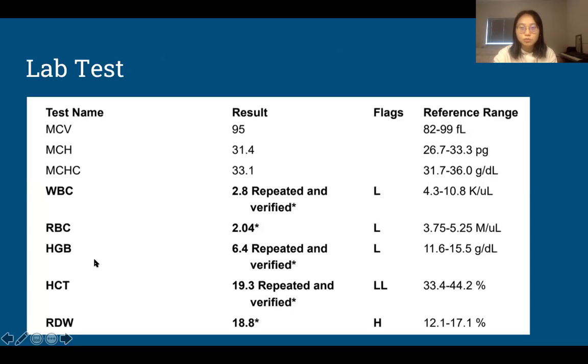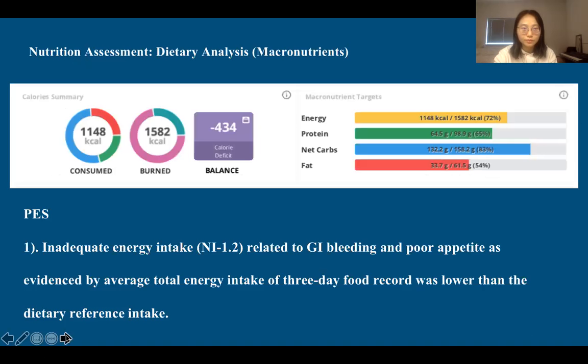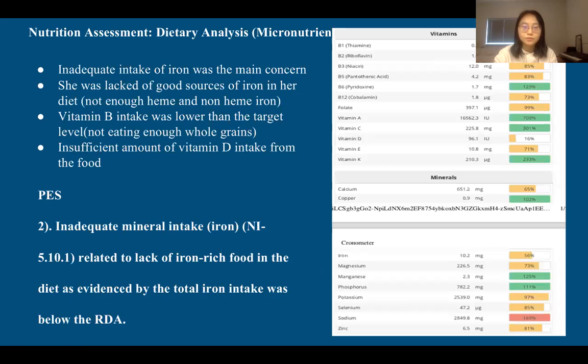According to the lab test provided by her, she had low hemoglobin and low hematocrit, which indicate that she had iron deficiency anemia. According to her dietary intake, she is not meeting her macronutrient targets for proteins, carbs, and fats. So the first PES statement I wrote for her is: she had inadequate energy intake related to GI bleeding and poor appetite, as evidenced by average total energy intake of the 3-day food record being lower than the dietary reference.